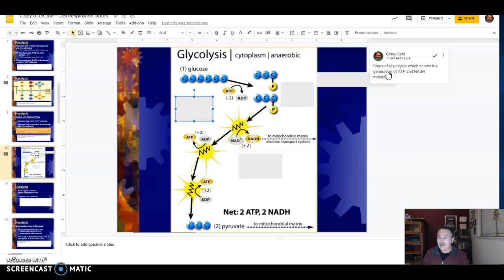I did have a comment already made in the sample notebook, and it's over here where it says steps of glycolysis show the generation of ATP and NADH molecules, and that's what this is depicting, where you go from a glucose molecule, you're breaking it apart, you're going through several intermediate steps, and as you are manipulating, breaking these steps down and apart, peeling off hydrogen ions, you're releasing energy, which makes ATP, or which is used to make ATP. It doesn't automatically make ATP.